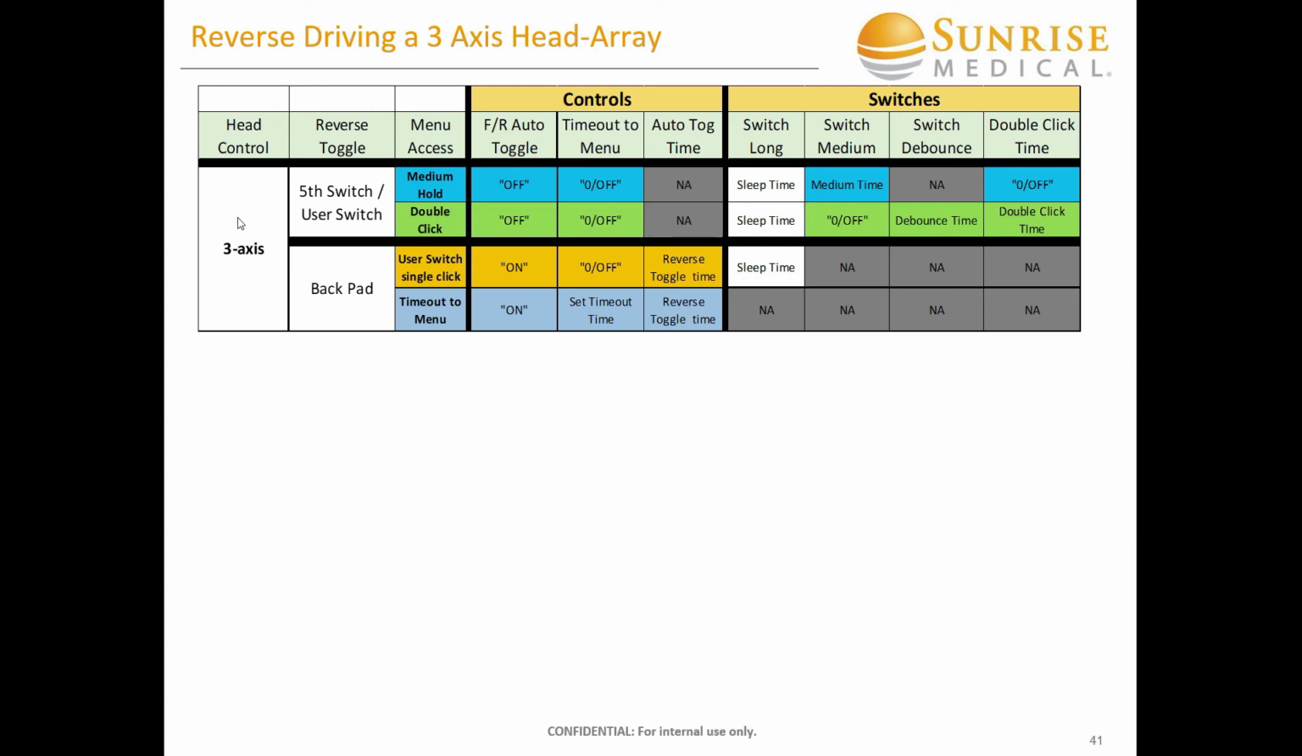Okay, we're talking about a 3-axis control, so you can see this is for a 3-axis control. And then across the top goes, how are we going to toggle the reverse? How are we going to access the menu? And again, the menu gives us the options to go in and set up or select the modes, profiles, speeds, all of those types of things. And then we have our controls and our switches settings to the right. All right, so again, we need to make changes in both the controls menu and the switches menu that are in the Omni onboard programming.